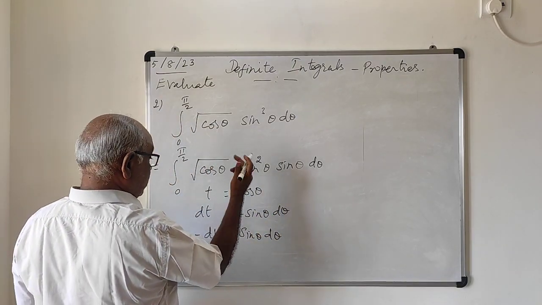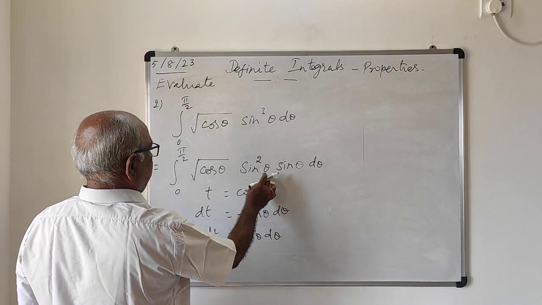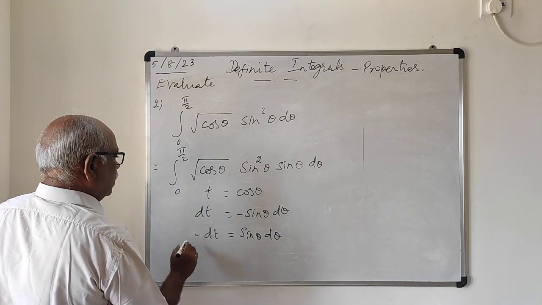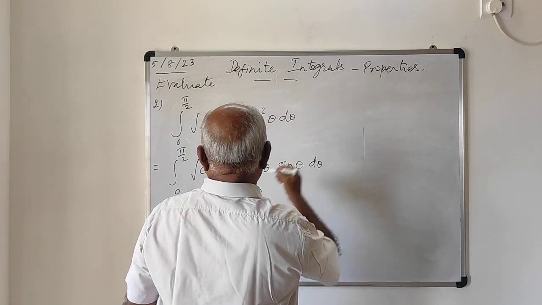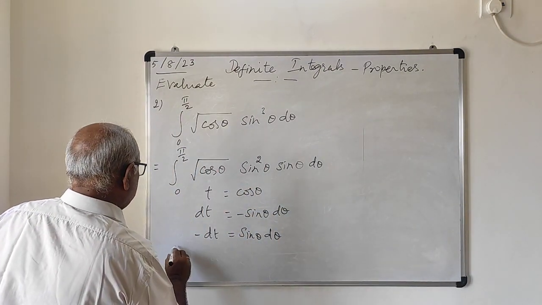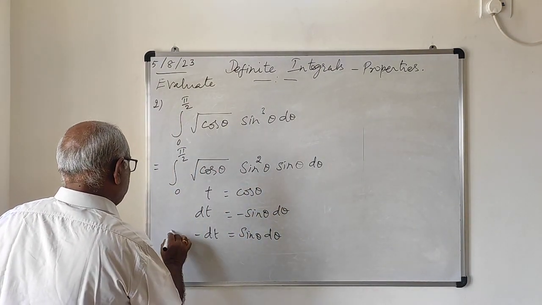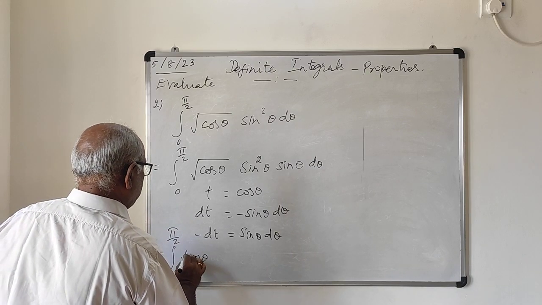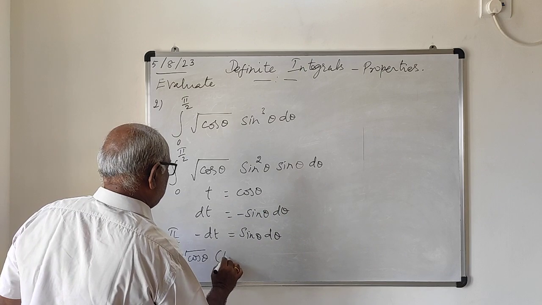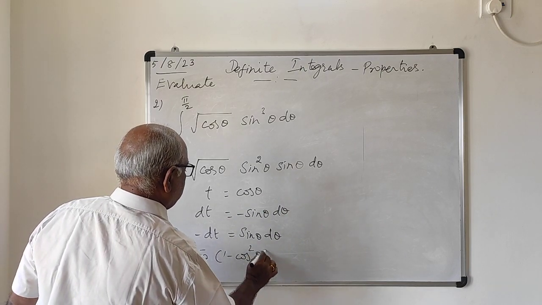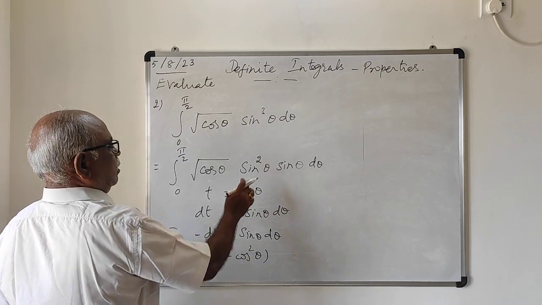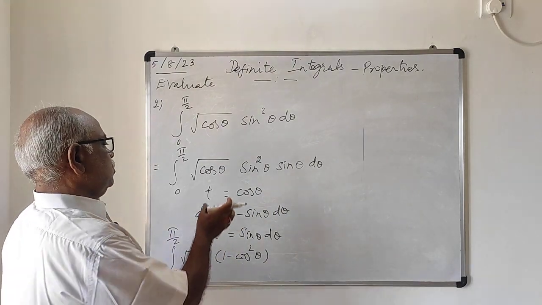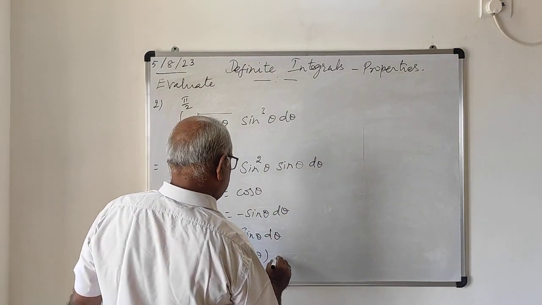And sin square theta, I can write as 1 minus cos square theta. Again in this problem, integral 0 to pi by 2 root of cos theta into sin square theta, by trigonometry sin square is 1 minus cos square, into sin theta d theta.